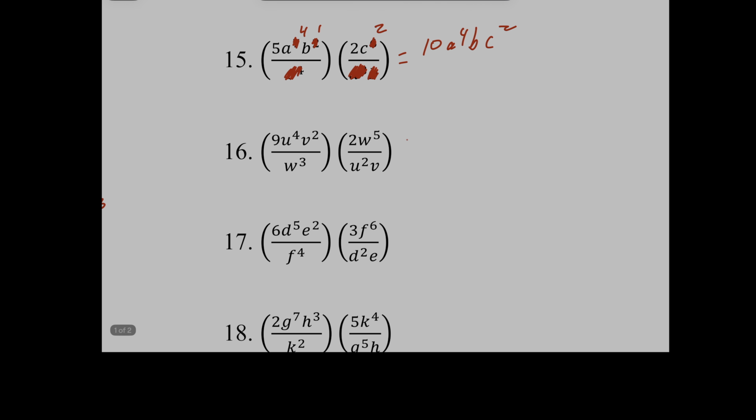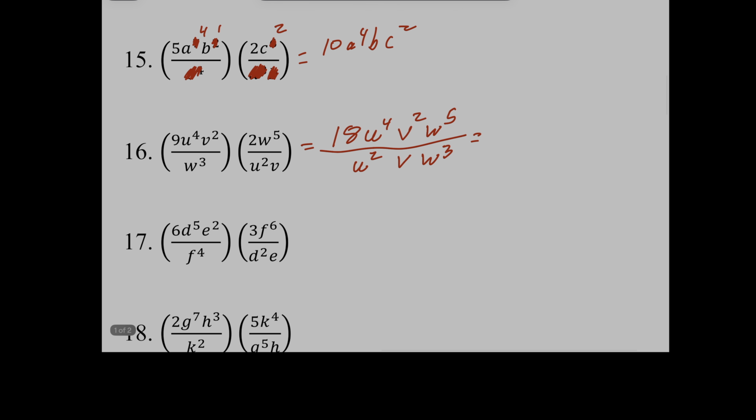Alrighty, this one, let's multiply it out. That's going to become 18 u to the 4 v squared w to the 5. And then on bottom, I'm going to get a u squared v w 3. All right, and then right there, it's got to be leaving my 18 on top. Now, let's subtract. Keep it on top. Let's subtract. Keep it on top. And now let's subtract these squared. Okay, that's a v. There we go. And there's your answer.